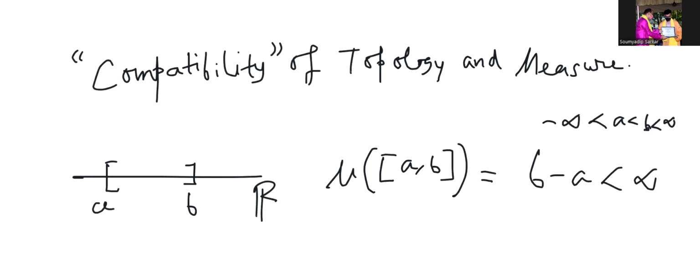Now, if you look at the topology of this closed interval [a, b], topologically this is compact, right? I hope you know the definition of compactness already. In fact, on the real line, you have a nice characterization of the compact sets. Compact subsets are basically those subsets which are closed and bounded. This is the famous Heine-Borel theorem.